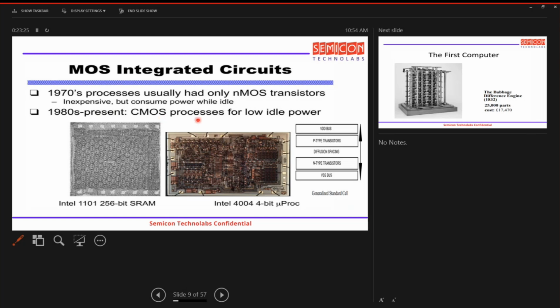From the 1980s to the present, 2024 or 2025, CMOS processes for low idle power. We depend on CMOS. The majority of products are still using CMOS, at least till 5 nanometer or 4 nanometer, and gradually we are moving to FinFETs. This is how the chips were looking, and this is how the generalized standard cell will be. We have VDD and VSS, and then we have the P-type transistor and the N-type transistor. Both are separated by the diffusion spacing.